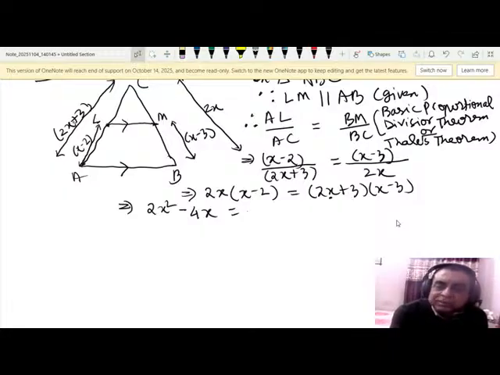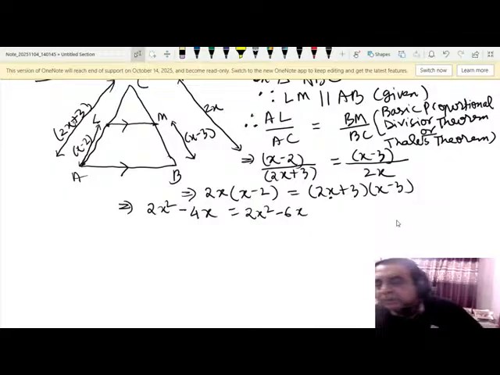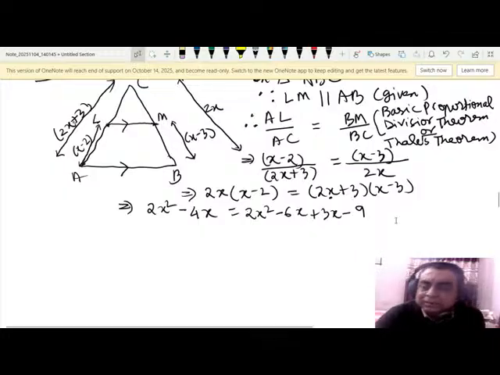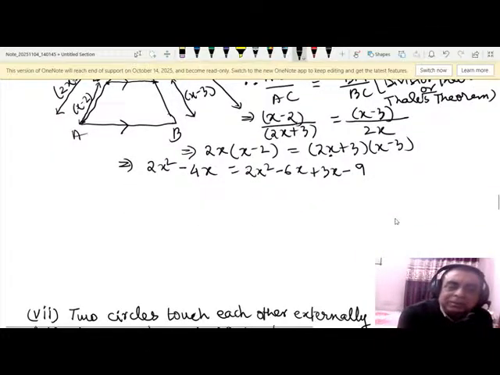So 2x times x is 2x squared. 2x times minus 3 is minus 6x. Plus 3, now you take the second term of the first bracket and multiply it with both the terms of the next bracket. Plus 3 times x is plus 3x. Plus 3 times minus 3 is minus 9. Now please simplify this.